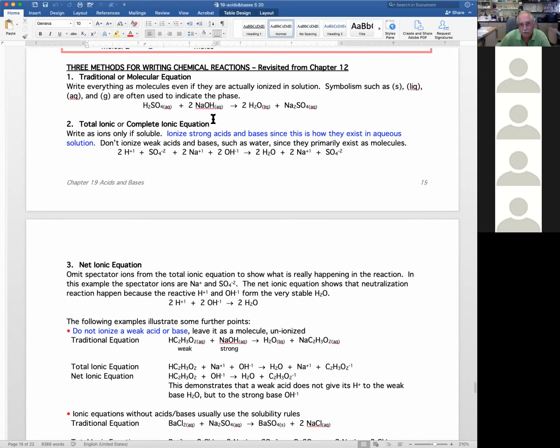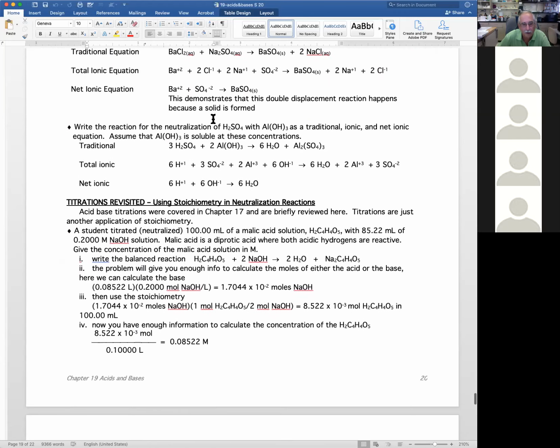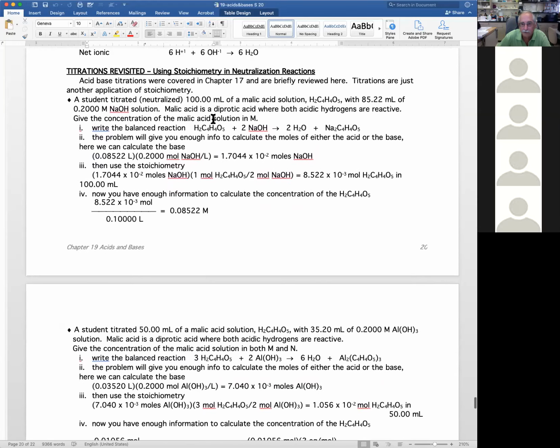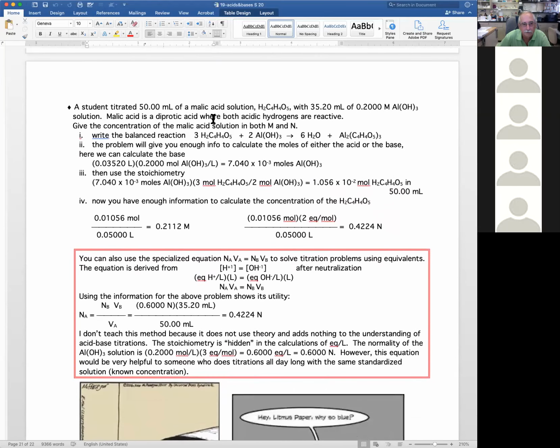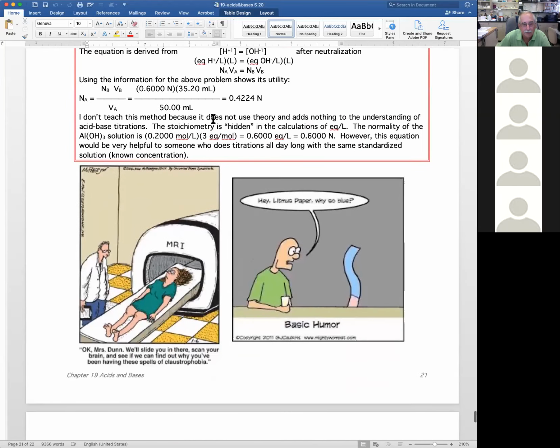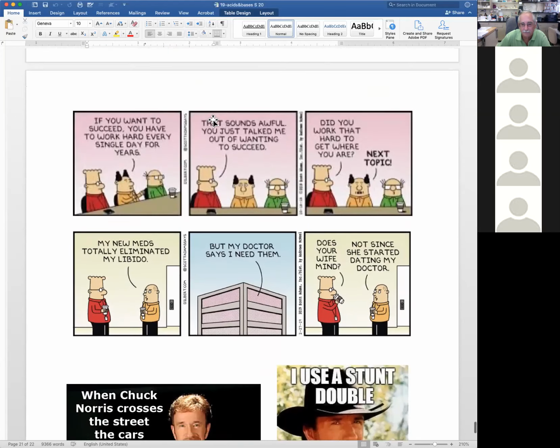And then just revisiting the 3 ways to write chemical reactions. And then revisiting titrations. And then revisiting the best jokes ever, right?